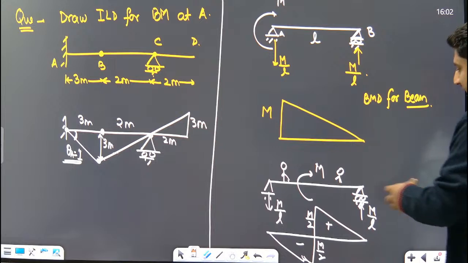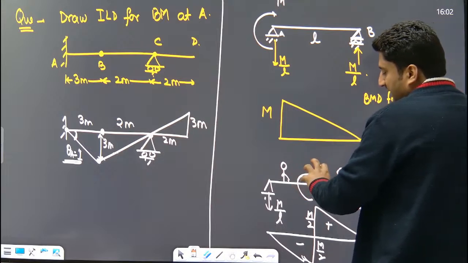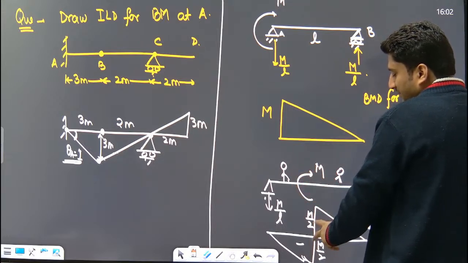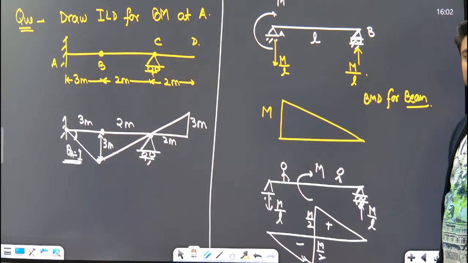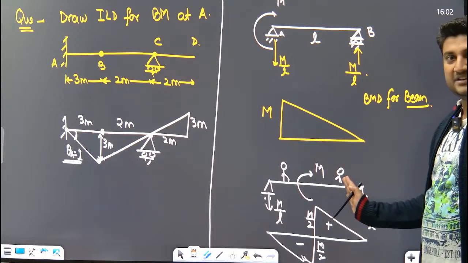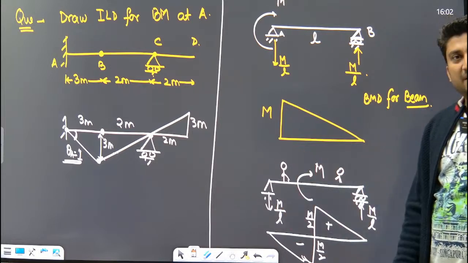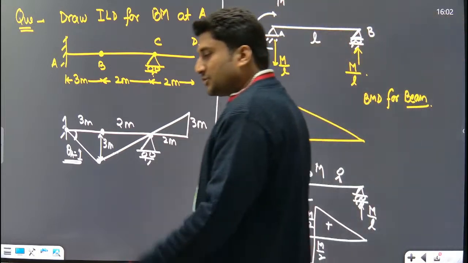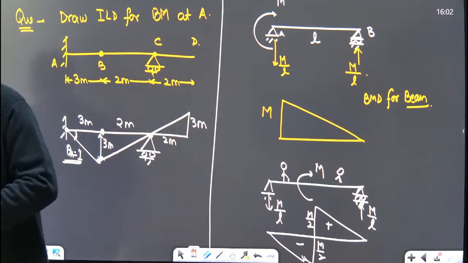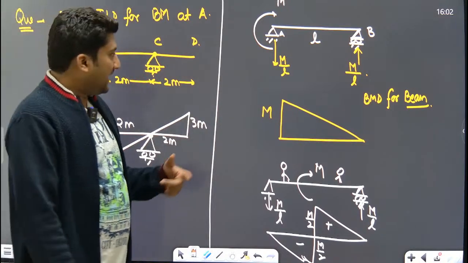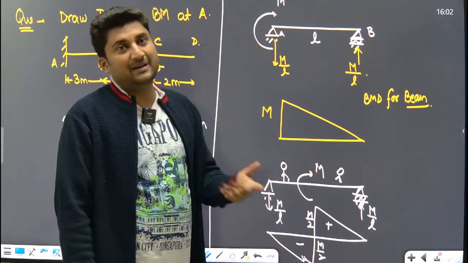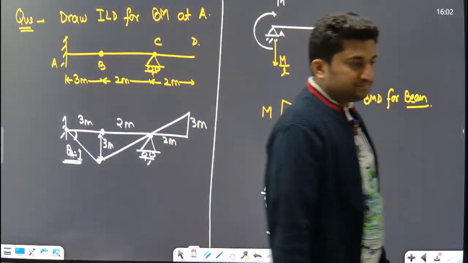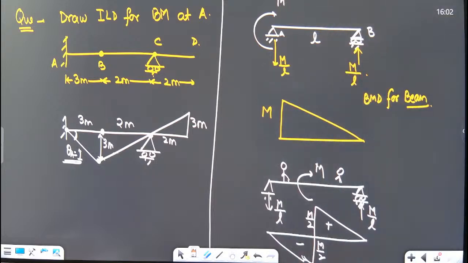So you can see exactly under a couple or a moment, the bending moment is indeterminate. So that is why we find the bending moment just at the right hand side of the moment or just at the left hand side of the moment. So a couple can be moved in the beam. External effect, the reactions will not be changed, but internal effect, the bending moment will be changed. Clear everyone?